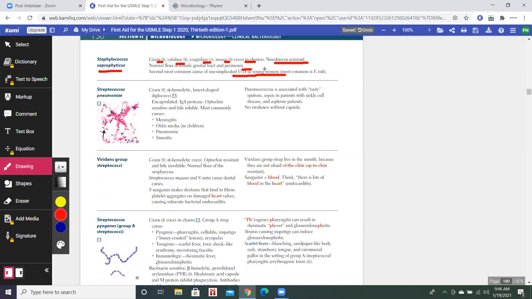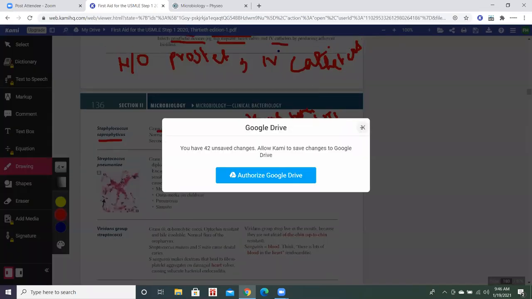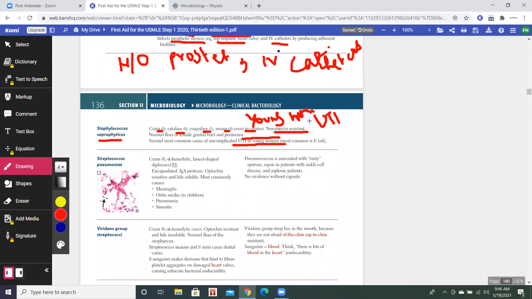So first of all, they will tell you that you have a patient who is a young woman with UTI. The questions for USMLE Step 1 from UWorld will come from it being a young woman who recently was involved in sexual activity, and now has a UTI. This is extremely high yield. This is the type of presentation they will have for Staphylococcus saprophyticus in Step 1, okay?